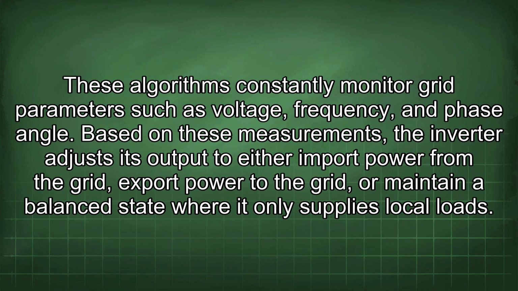These algorithms constantly monitor grid parameters such as voltage, frequency, and phase angle. Based on these measurements, the inverter adjusts its output to either import power from the grid, export power to the grid, or maintain a balanced state where it only supplies local loads.